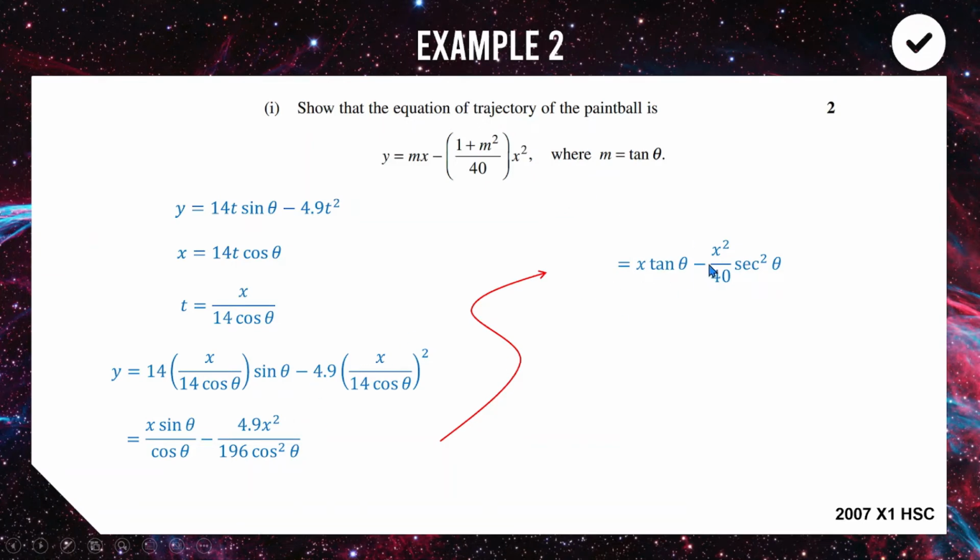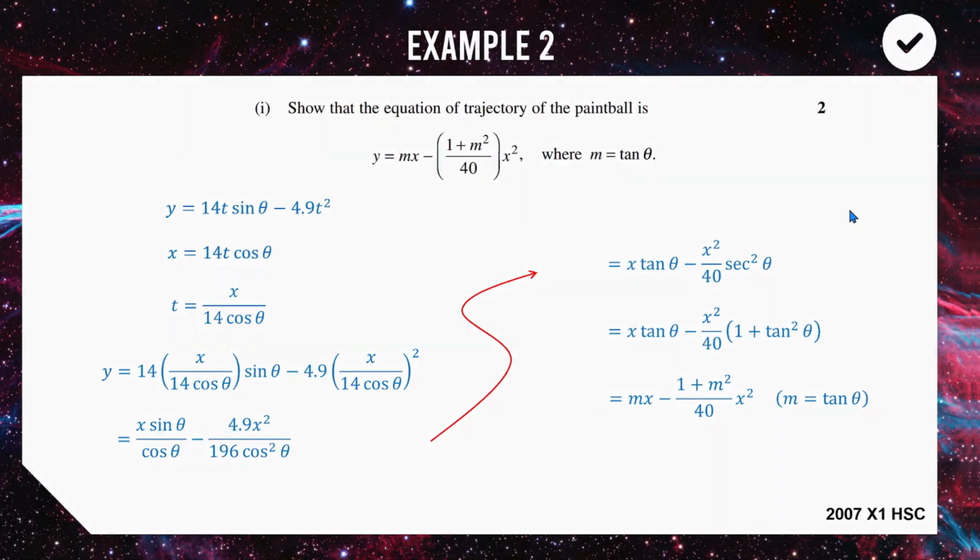We have minus x squared over 40 times, once again, writing 1 over cos squared as sec squared. Using the trick from before, we can change the sec squared to be 1 plus tan squared using our identity. And the question said we can let tan theta equal m, so we'll change that to an m, change that to an m, and then we get the target required in the question. Okay, 2 marks, nice and easy.